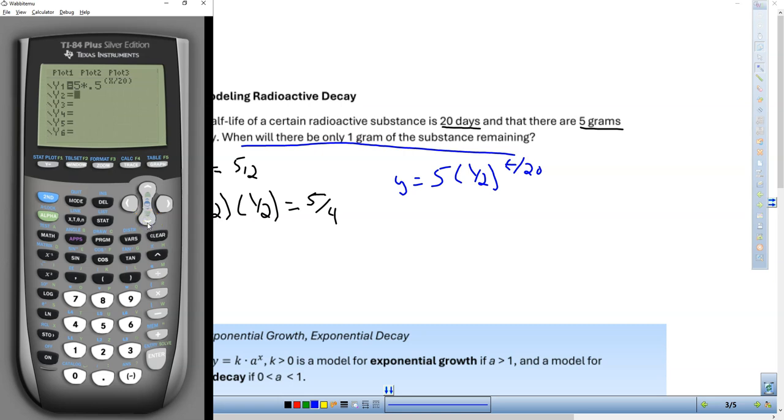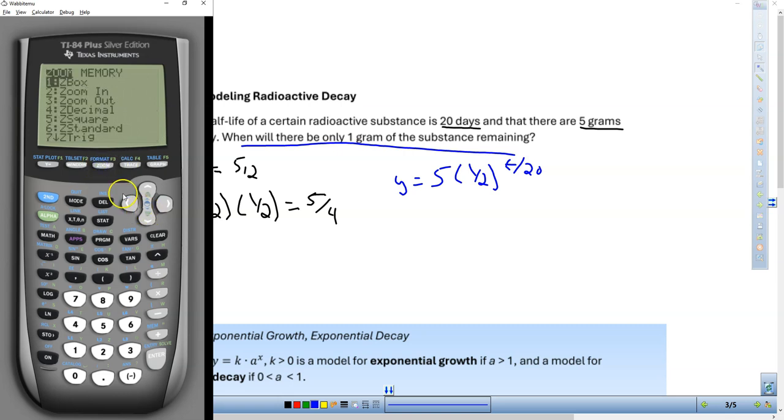What we want is an intersection, where there's only 1 gram remaining. So the easiest way to do this is to plot the value 1. I think our previous view should work okay, at least for starting. Let's graph this. You can see here is our radioactive decay line moving through, and there's our other line, but we can't quite see it. So I'm going to hit zoom fit, which is button 0, to get a better view. The line's moving down, and you can see it's still not quite there.